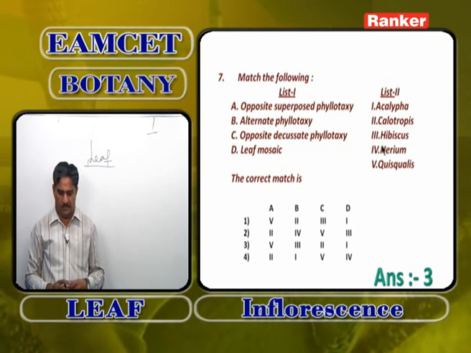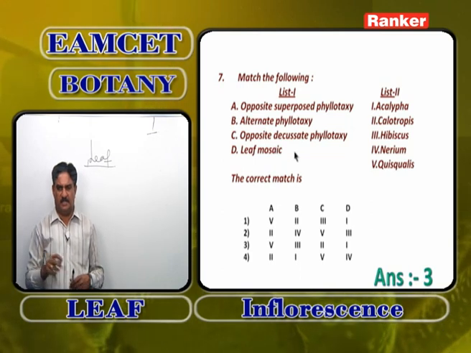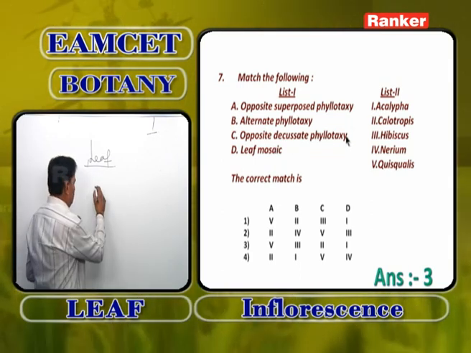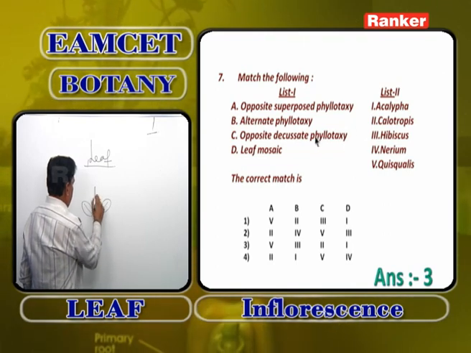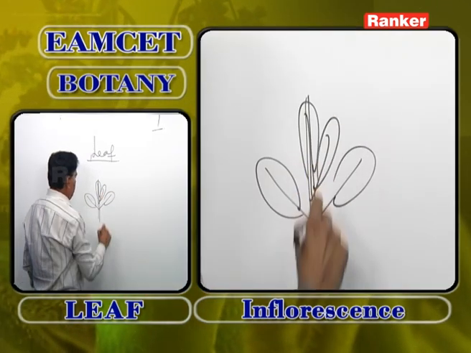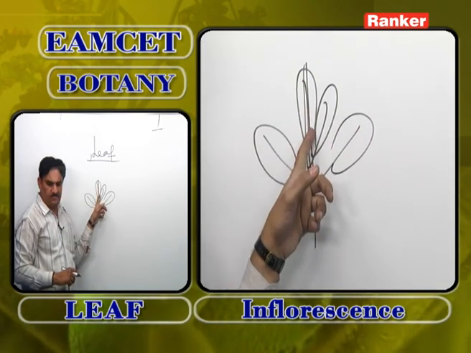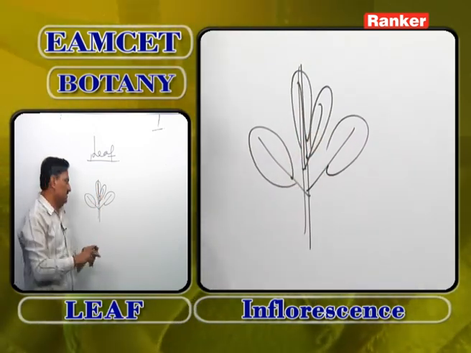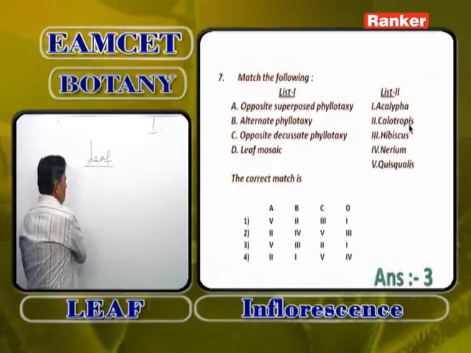Then opposite decussate phyllotaxy means opposite leaves are arranged at right angles with each other. That means suppose here is one pair of opposite leaves. At right angles to the first pair of opposite leaves, the second pair is present. Again the pair above is at right angles to this pair. For this the example is Calotropis.